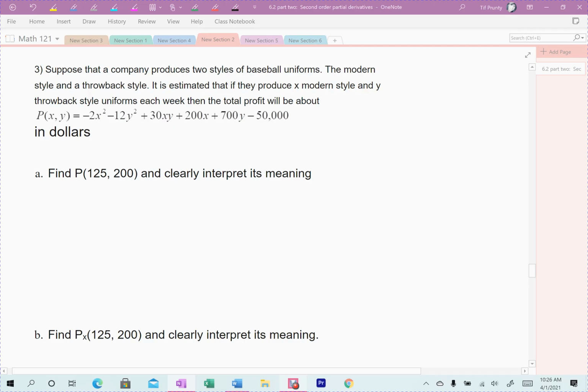Alright, so applications of marginal analysis. This is just putting it all together: finding your partial derivatives, plugging in numbers, and interpreting it using marginal analysis. And remember, it's the interpretation that we're looking at here.